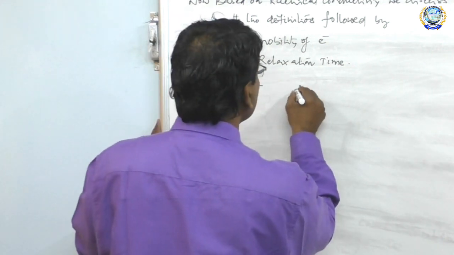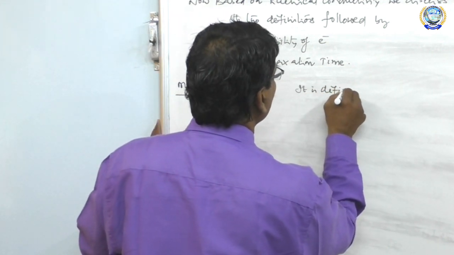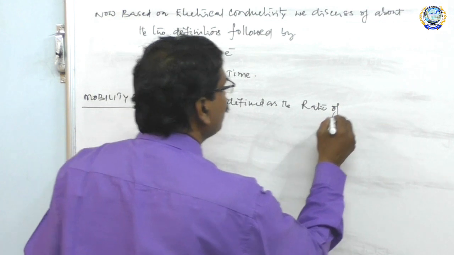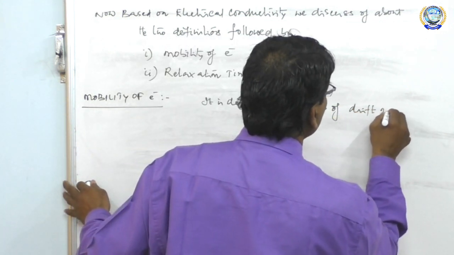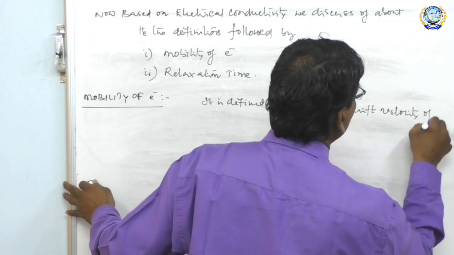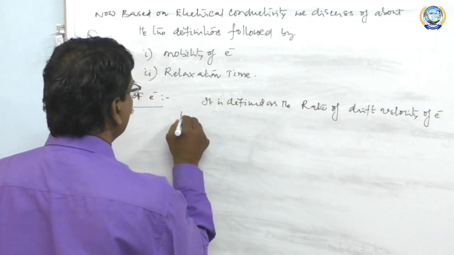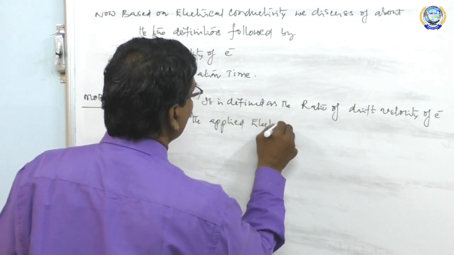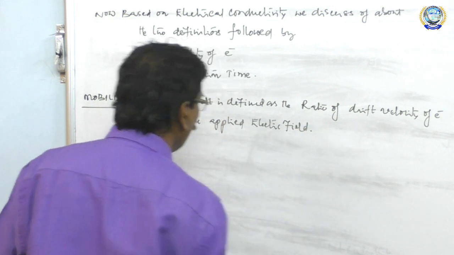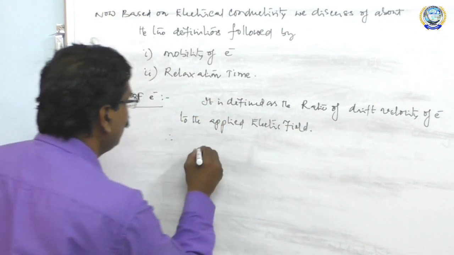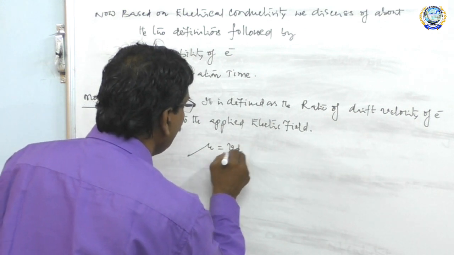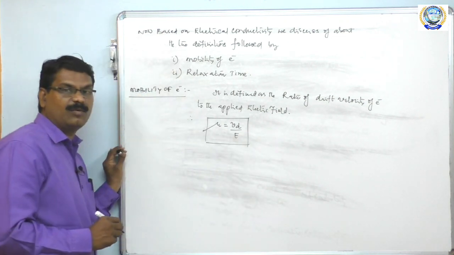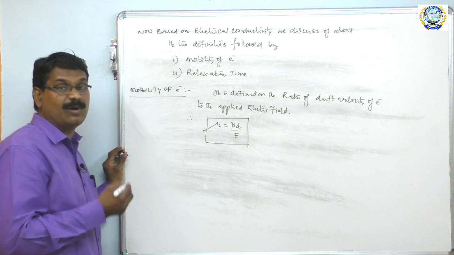It is defined as the ratio of drift velocity of electron to the applied electric field. Therefore, it can be expressed as mu is equal to vd by E, which is the exclusive representation for mobility of electrons. Or we can also call it as mobility of charge carrier.